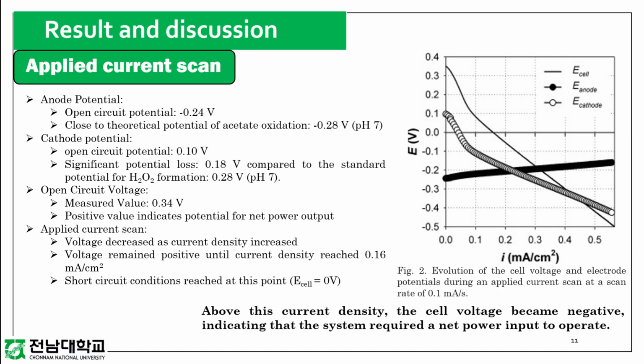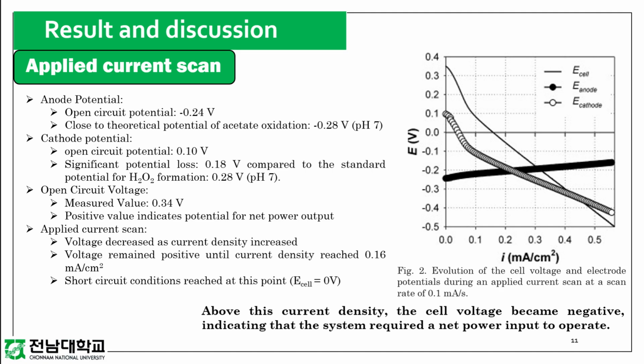On the other hand, the cathode potential at open circuit was 0.10 volt, which experienced a significant potential loss of about 0.18 volt when compared to the standard potential for hydrogen peroxide formation, which is 0.28 volt at pH 7, also indicated in Figure 1.